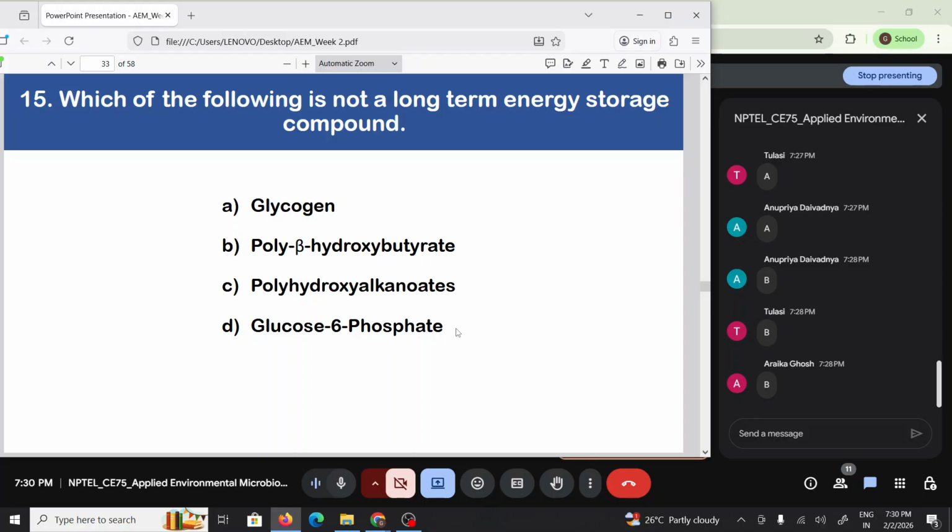Again, which of the following is not a long-term energy storage compound? If you know about microbial metabolism well, then this question can be answered so quickly.